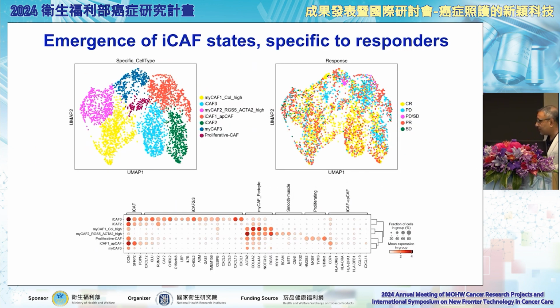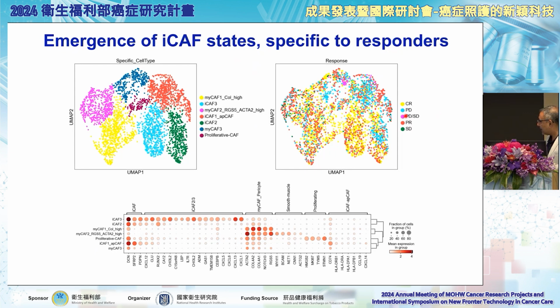Just a little deeper dive into the ICAF states. What we find is the emergence of these states. What you're looking at is a single cell UMAP now just of the cancer associated fibroblasts. And on the right-hand side, we've colored them with the response, right? CR is complete response, PR is partial response, stable disease and progressive disease.